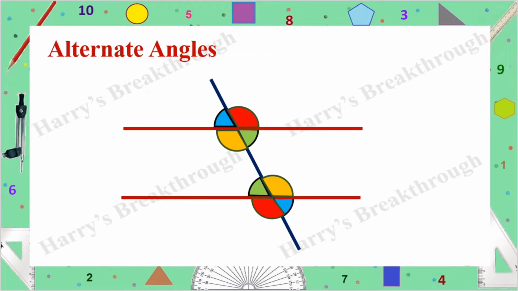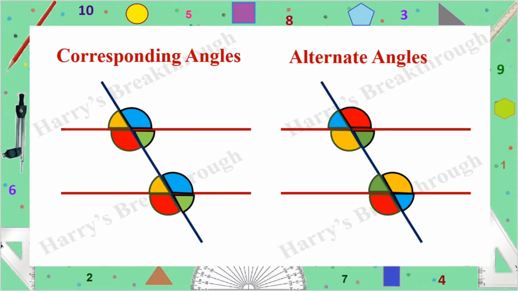Second one is alternate angles. The angles formed at opposite positions are called alternate angles. Here we got 4 pairs of alternate angles. What is the speciality of these angles? Angles in each pair of corresponding angles are equal. And also each pair of alternate angles are equal.